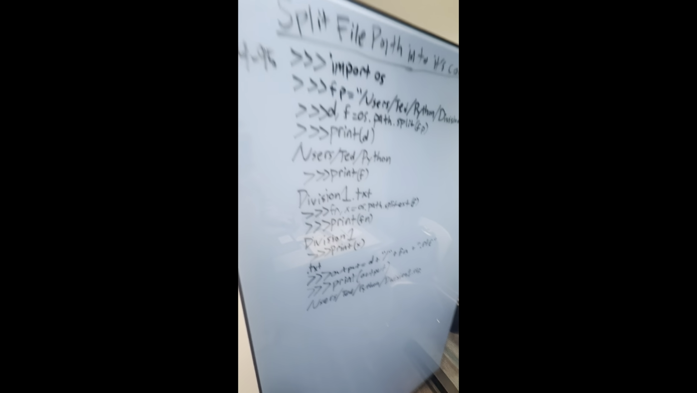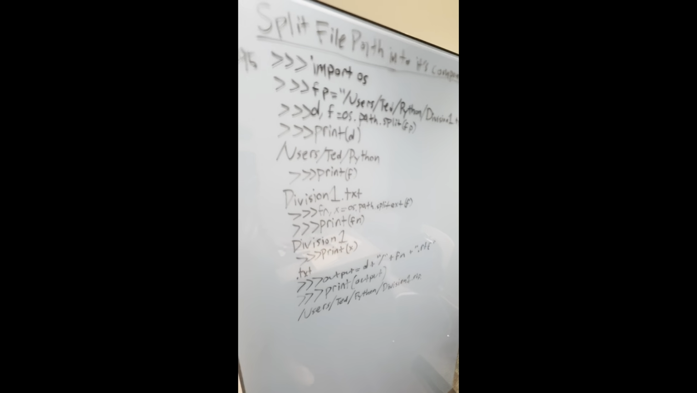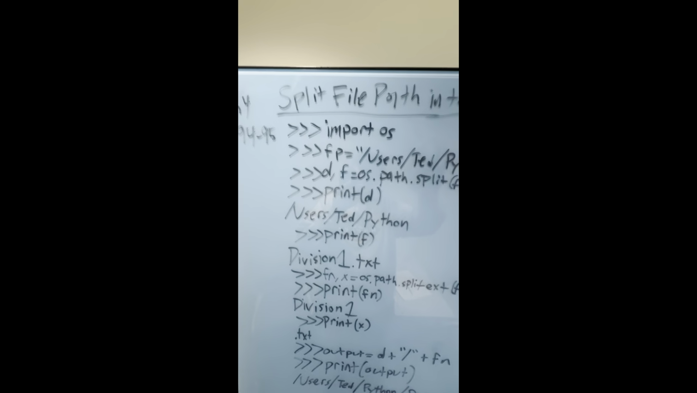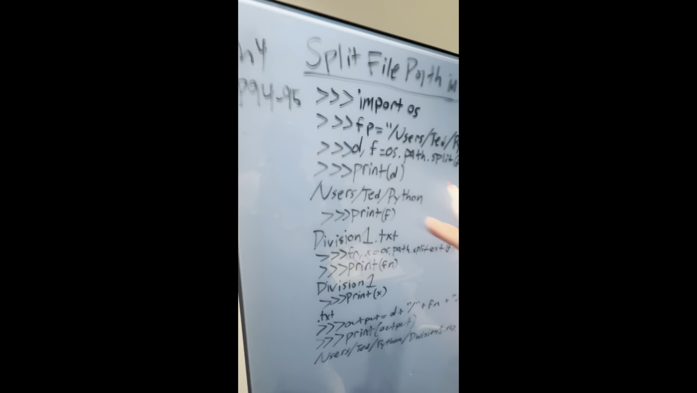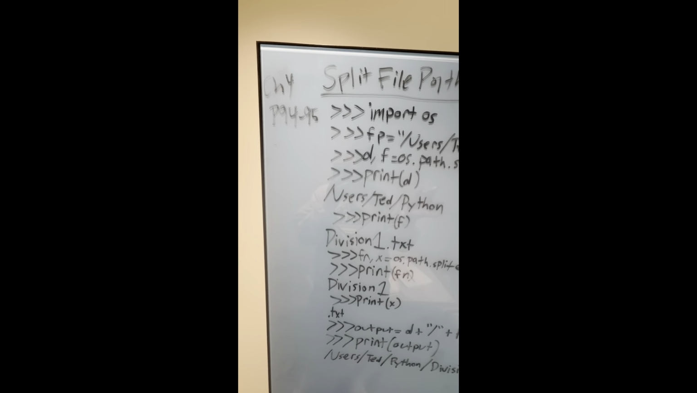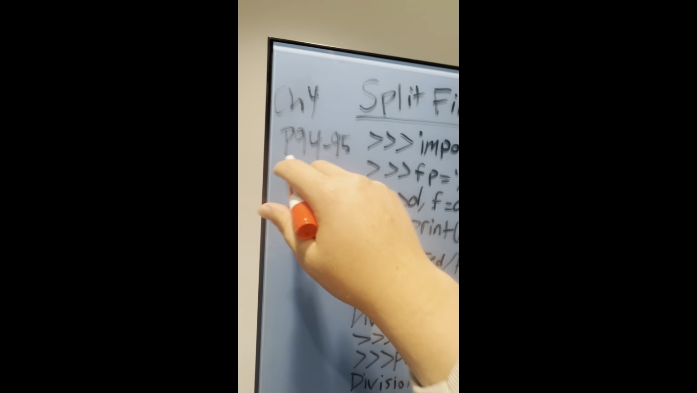Okay, so I wrote down this part. It's splitting a file path into its components, so it's going more into detail. I really am just doing this to help me better learn, but it also helps you guys know where I'm at. It's chapter 4, page 94 to 95.